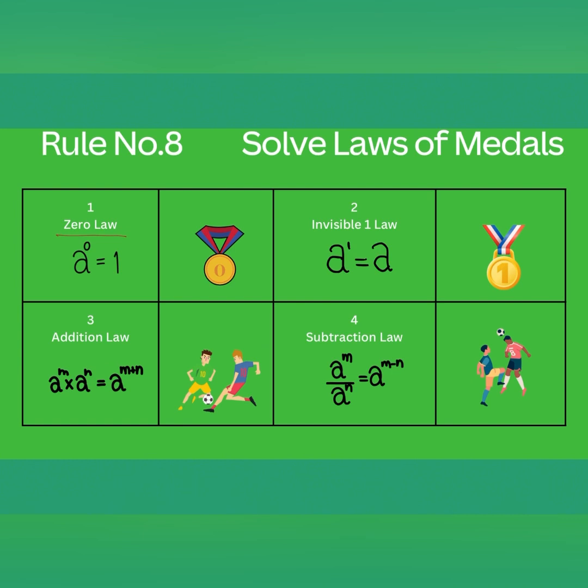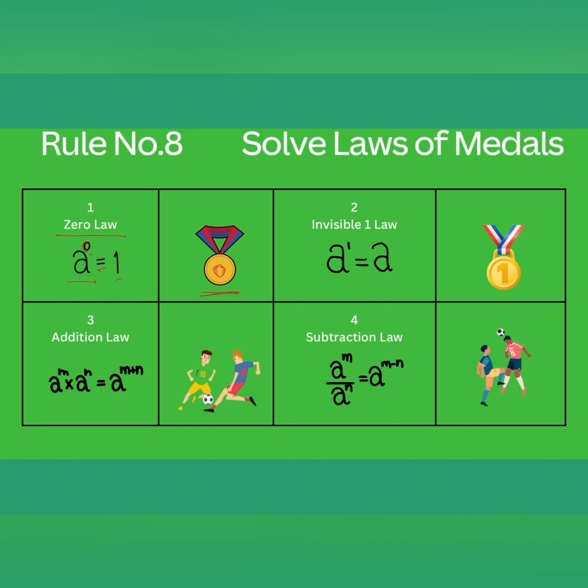The zero law tells us that a to the power 0 equals 1. And the reason why we call it the zero law is because of this 0 that is shown as an exponent or a medal for the player. And a picture you can imagine is the 0 medal. Here's a medal shown or engraved or marked with the number 0.